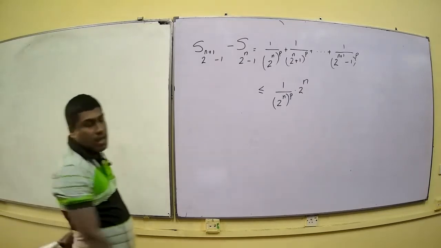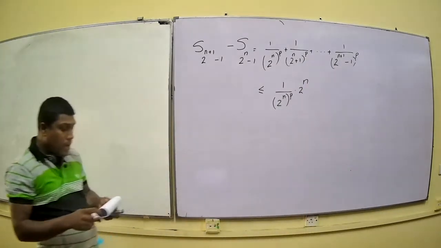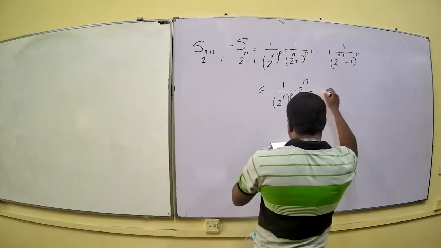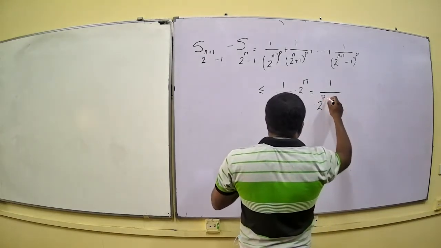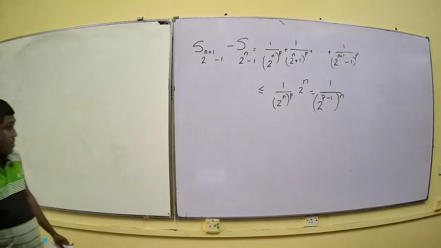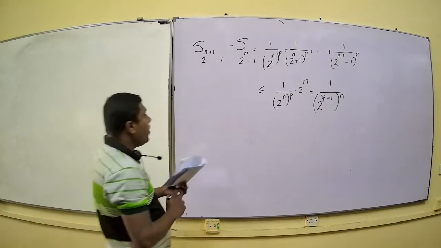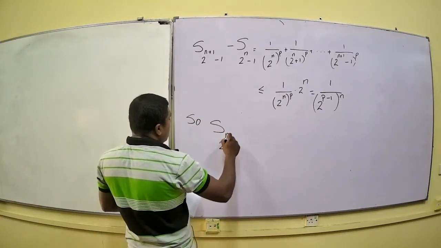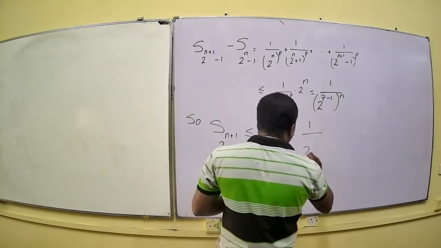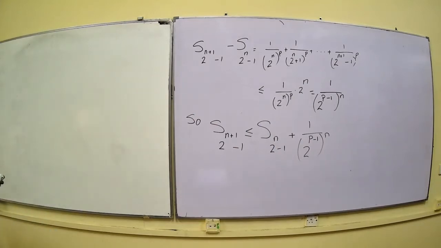And then there are 2 to the power n terms here. You can see that 2 to the power n, and all the way up to 2 to the power n plus 1 minus 1, so you have basically 2 to the power n terms. So eventually you can see that 1 upon 2 to the power p minus 1, because when you simplify that, you get 2 to the power p minus 1 times n. So what you have is S 2 to the power n plus 1 minus 1 is less than or equal to S 2 to the power n minus 1 plus 1 over 2 to the power p minus 1 quantity to the power n. So this is the relationship you have.